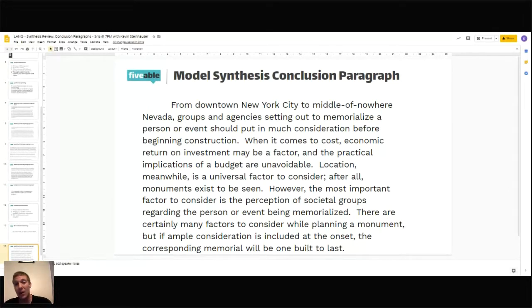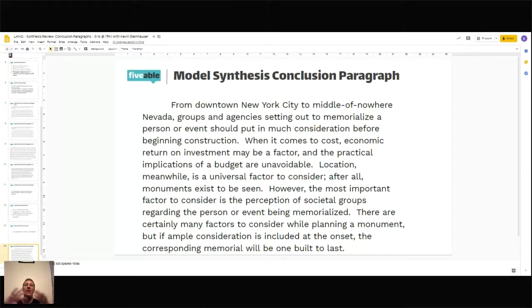My second would be about location. Location, meanwhile, is a universal factor to consider. After all, monuments exist to be seen. And then finally, I'm putting a bow on my third body paragraph. However, the most important factor to consider is the perception of societal groups regarding the person or event being memorialized.